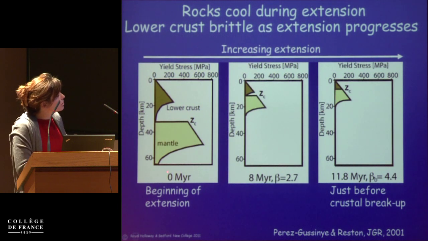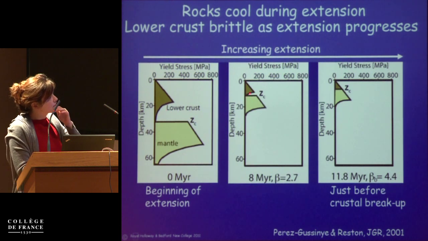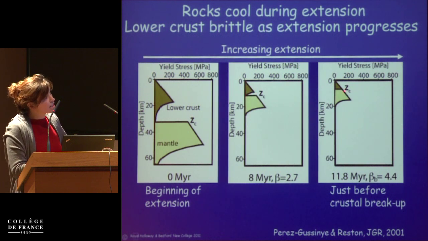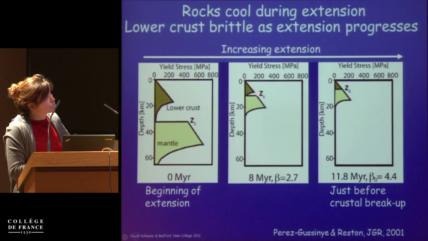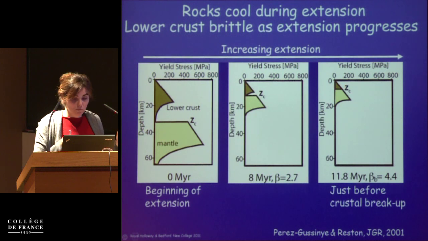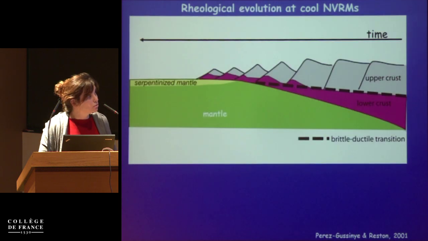We have at the beginning of extension a lower crust that is rather ductile. As extension increases, this lower crust cools and it becomes increasingly brittle, and so it's exhumed by deep penetrating faults. At some point during extension, the extension factor will depend on exactly the lower crustal rheology that you use and the extension velocity, you get whole brittle crust, so you get deep penetrating faults reaching into the Moho.